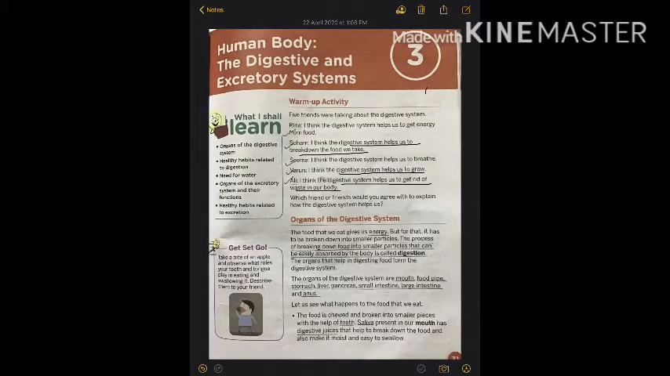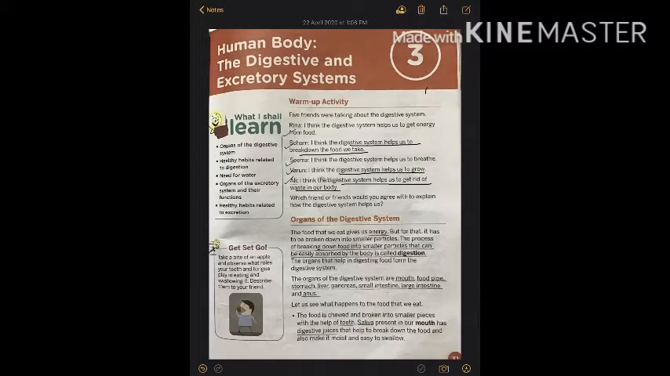The digestive system helps us to get rid of waste from our body. After all the nutrients are absorbed from the food, the remaining part, which is waste, is thrown out of the body with the help of the digestive system. So these are the 3 main functions of the digestive system. A very important system of our human body.